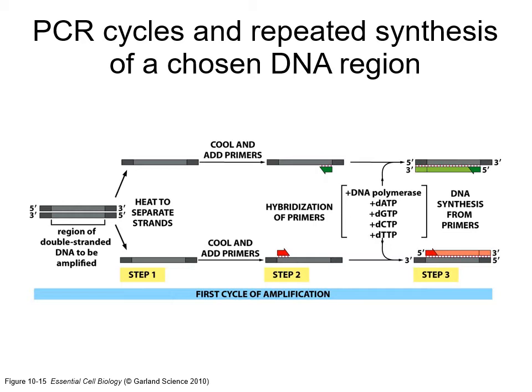Then the temperature is changed to an intermediate temperature of 70 or so, which is a good temperature for these heat-stable polymerases to work well. And of course, once the polymerases have latched on to the primer, they can then extend the primers using the deoxyribonucleotide triphosphates that are sitting there in the reaction mix.